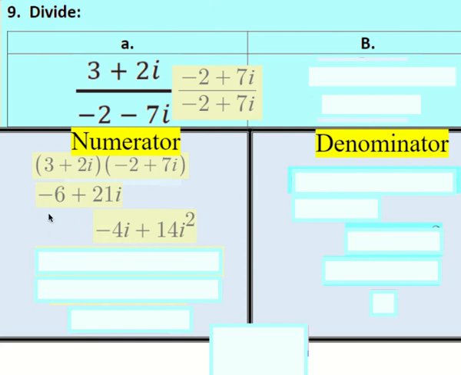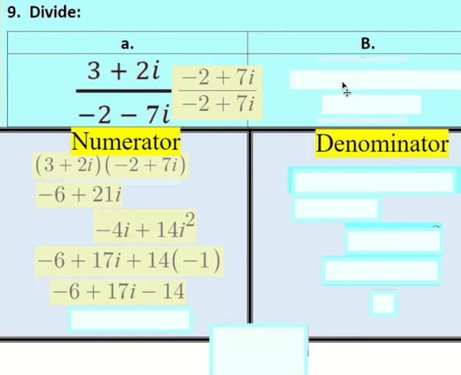So now we'll go through and clean this up, bring down the negative 6, but 21i minus 4i is actually plus 17i. Remember, i squared is negative 1. So negative 6 plus 17i plus 14 times negative 1. Now we're going to clean that up a little more and distribute the negative 1, and we're going to get our negative 14. The very last step is we combine the negative 6 and the negative 14 to get negative 20 plus 17i.